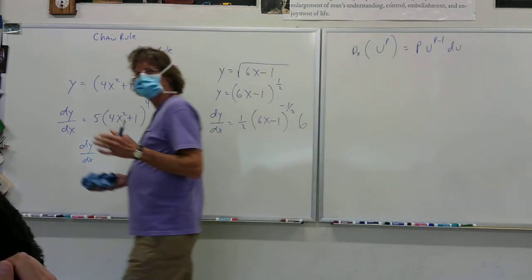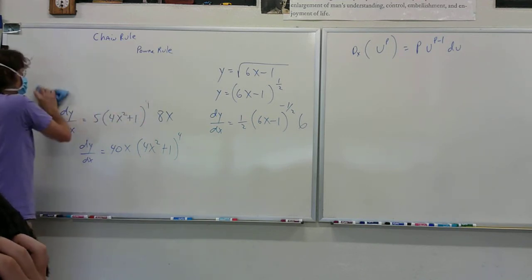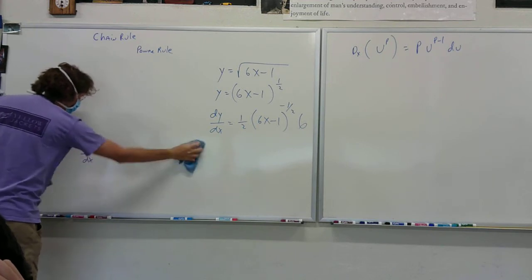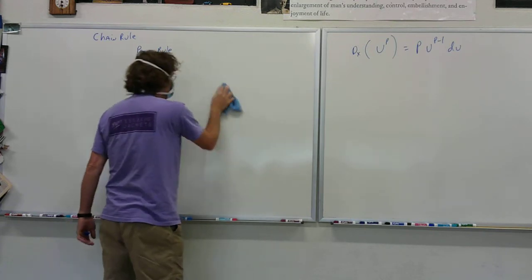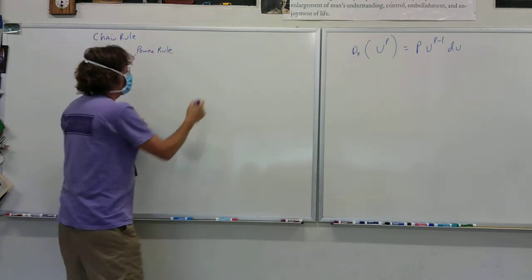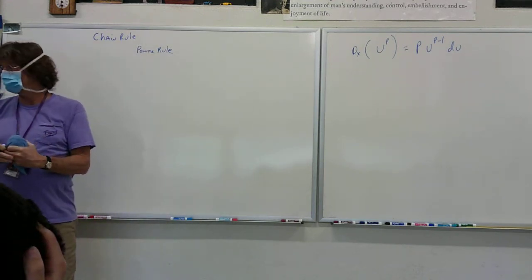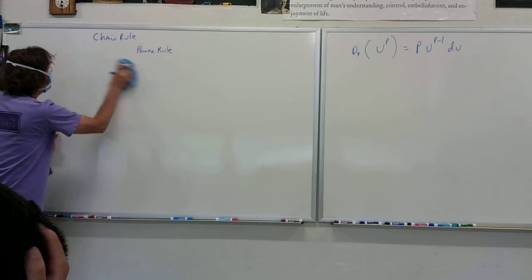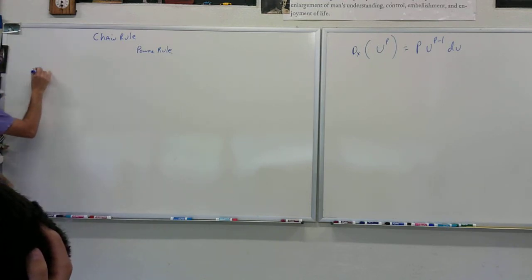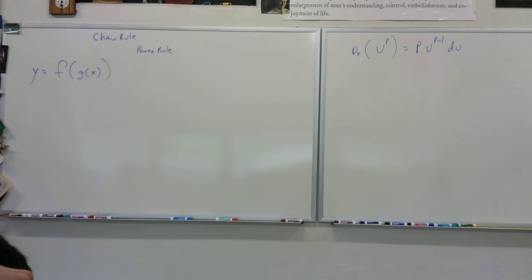Right, now we'll write out the formal definition of the chain rule, and you'll see how the power rule fits in. What the chain rule says is that you have a function inside of a function. Like if you think about it, you had the square root function, and inside that square root function you had that other function. Okay? So, you have y equals a function of another function.